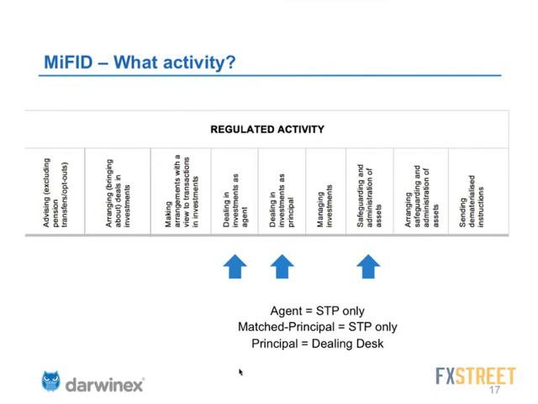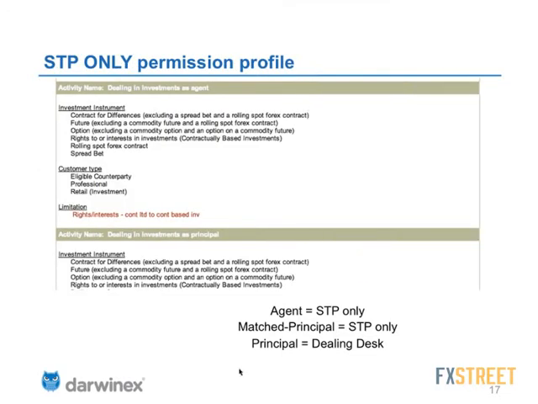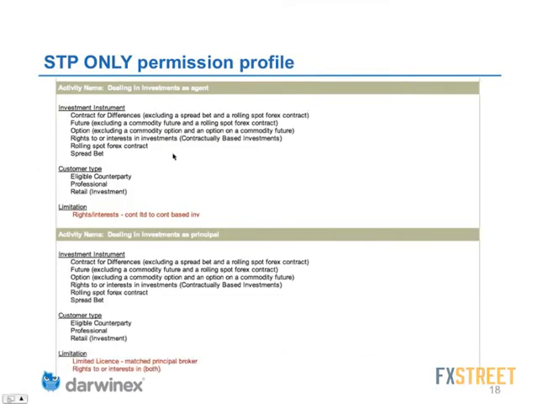For instance, we have both permissions. So we have the permission to act as an agent and to act as a principal, but we have a restriction, which is the matched principal restriction, whereby we are forced by law and supervised by the FCA to always take opposite trades from both sides and never take risk against customers. So it's the same as being 100% STP.